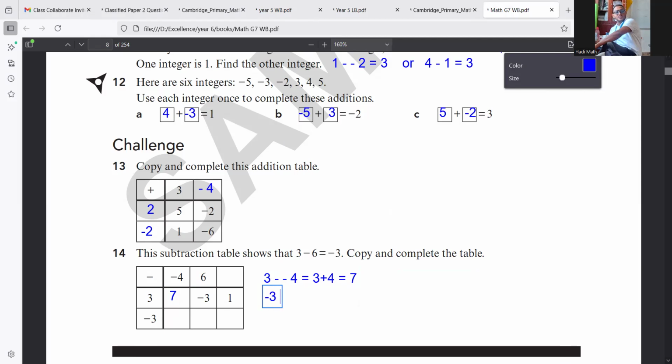And the one down here, just do the same thing. -3 minus -4. And this equals -3 plus 4. And -3 plus 4 will give you 1. So this is 1. This answer will be 1.